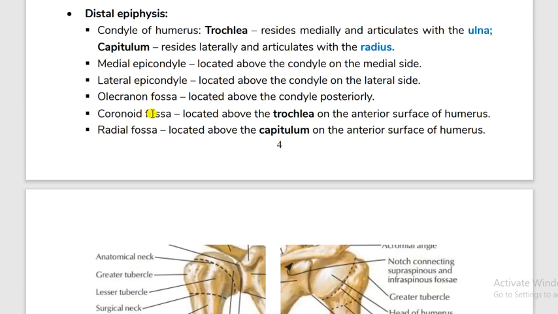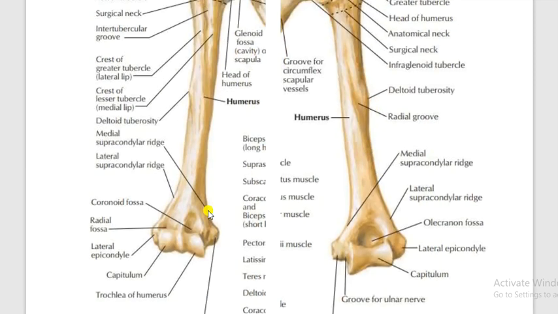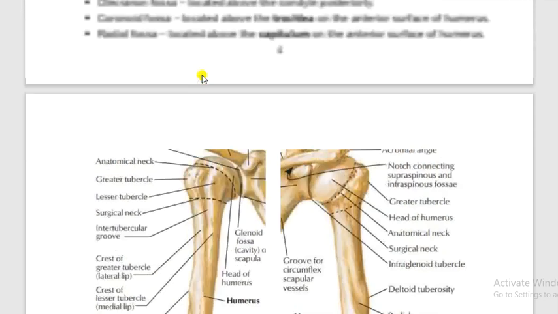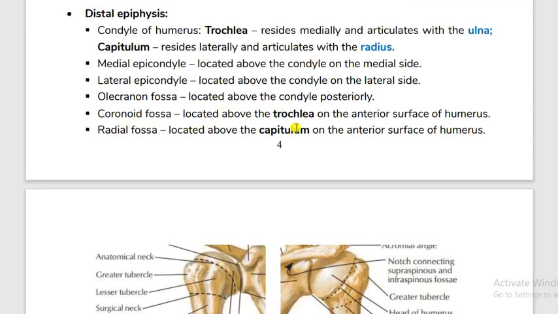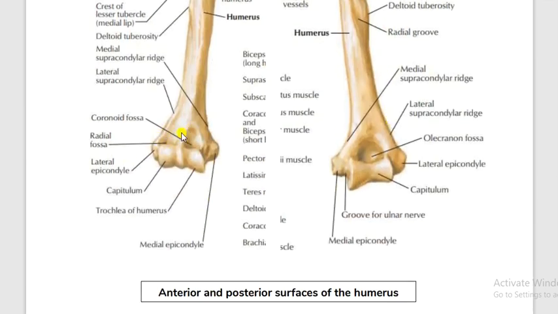And then there is the coronoid fossa, which is located above the trochlea on the anterior surface of the humerus. And then there is the radial fossa, located above the capitulum on the anterior surface of the humerus. So this is the radial fossa.